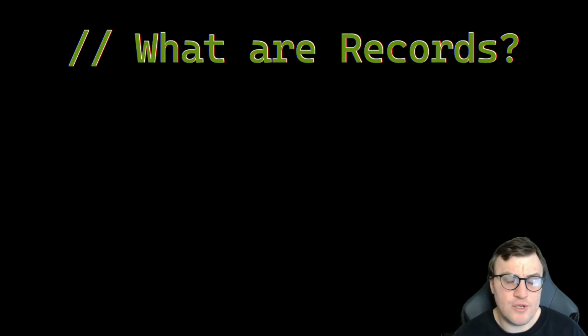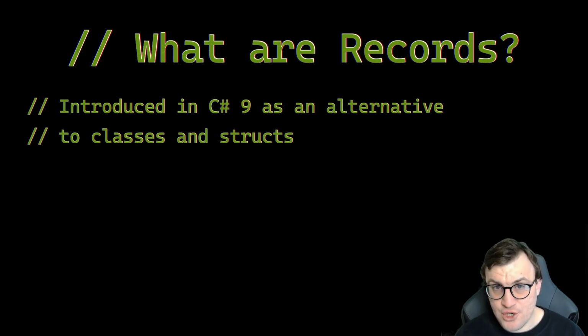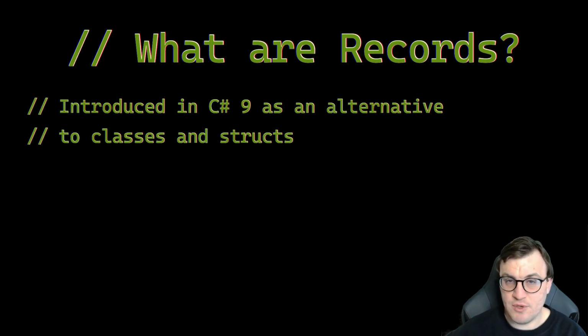So what are records? Well, records were introduced in C#9 as a reference type, which is an alternative to classes or structs. Records were originally only reference types, but in C#10 there was the introduction of record structs. So now you have the choice between record classes and record structs.